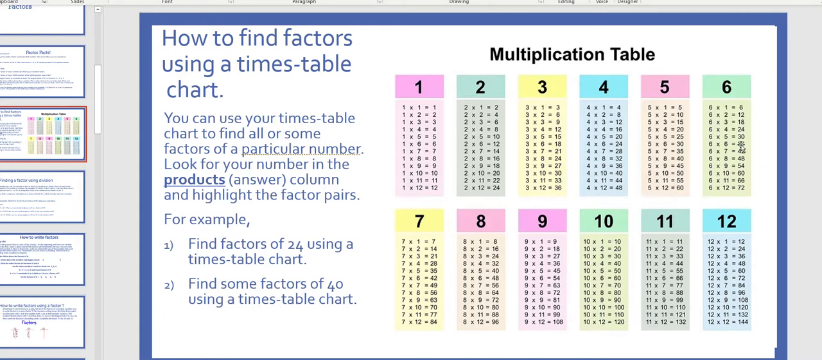Here in my 6 column, there's no 15. 7 column, there's no 15. Now, half of 15 is 7.5. So I can pretty much stop now because I know 8 has passed halfway. So I won't see 15 in any other column. And so I have found all of my factors.